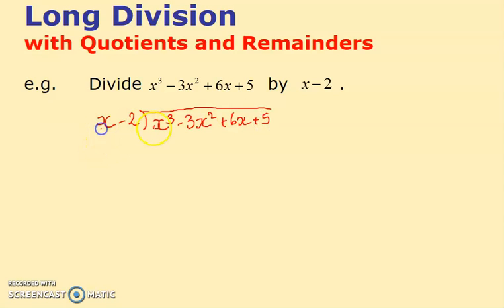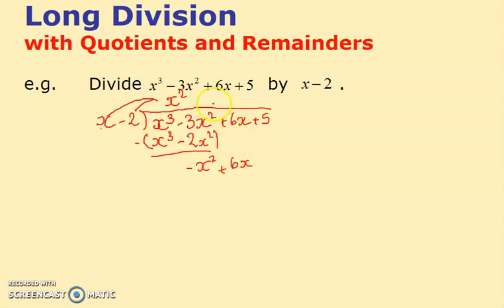So anyway, what do we times x by to get x cubed? I get x squared. So I now back multiply these two things, and when I do that I get x cubed minus 2x squared, and I put it in a bracket to remind me to take away. Minus 3 minus x plus 2, that gives me minus x squared. And I can't emphasize enough, it's those subtractions where people always go wrong.